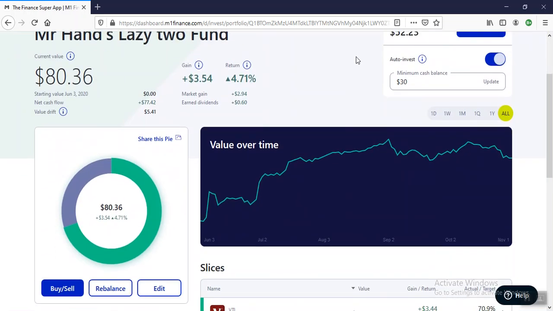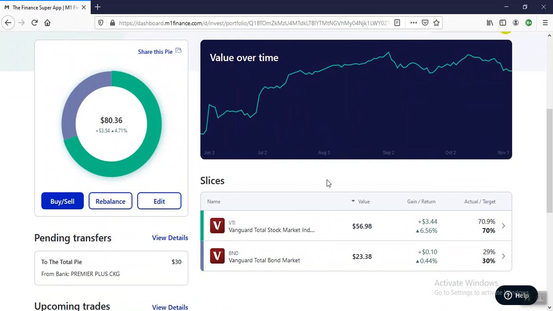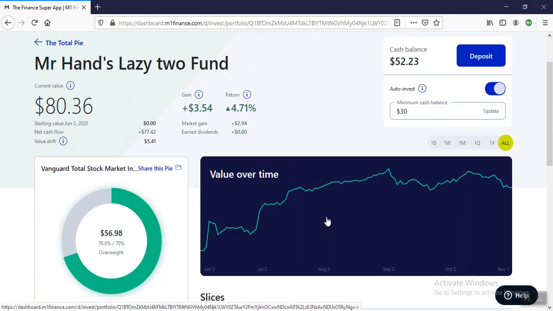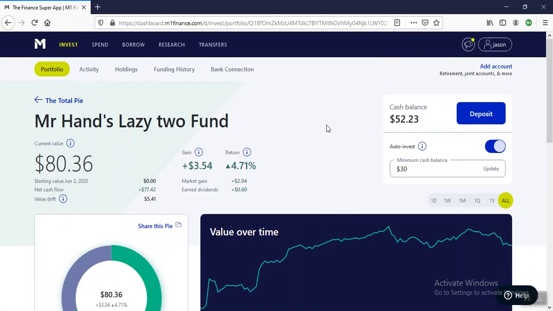So Mr. Hand's Lazy 2 Fund is Vanguard Total Stock Market, Vanguard Total Bond Market. This is meant to mirror a traditional portfolio, 60-40 stocks and bonds, but we're up $2.94.